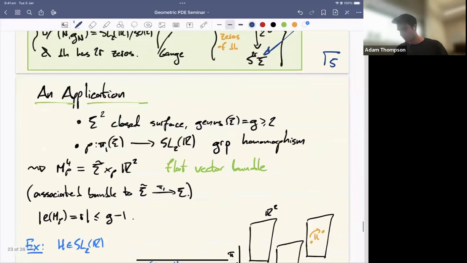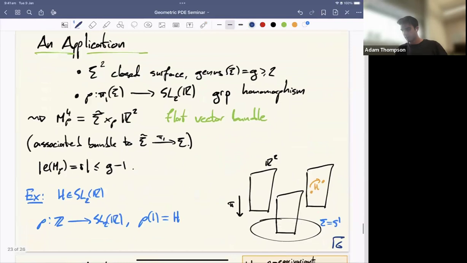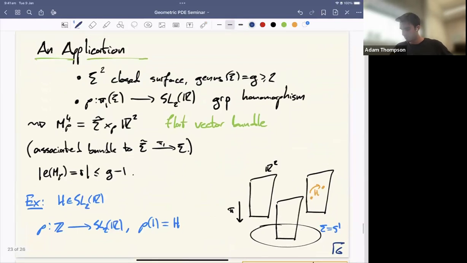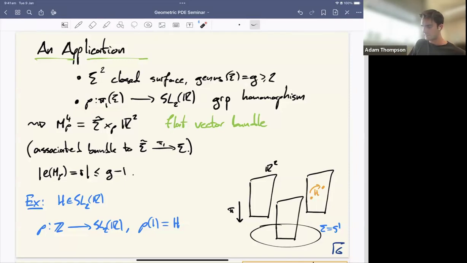Then just to go on and speak quickly about an application of this. Here, again, I stay with my closed surface where the genus is greater than or equal to 2. I take rho, which is a homomorphism from my fundamental group. Then I can form this flat vector bundle over my Riemann surface. Here, this is an associated bundle to the universal cover of my surface.